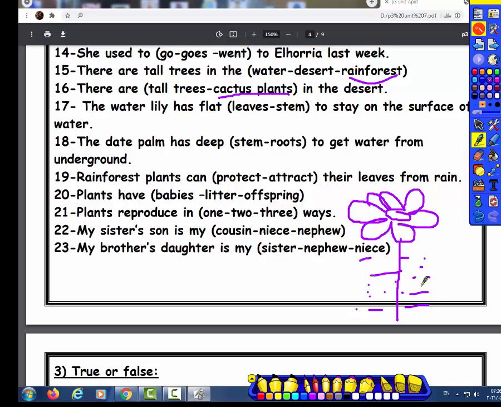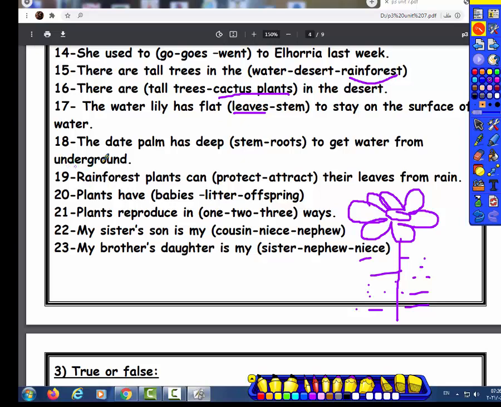So the stem is under the water. This is the stem, and those are leaves. The leaves stay on the surface of the water. This is the stem under the water. It's very strong, and the leaves are flat on the surface of the water. Okay, those are leaves. So right here, the water lily has flat leaves.